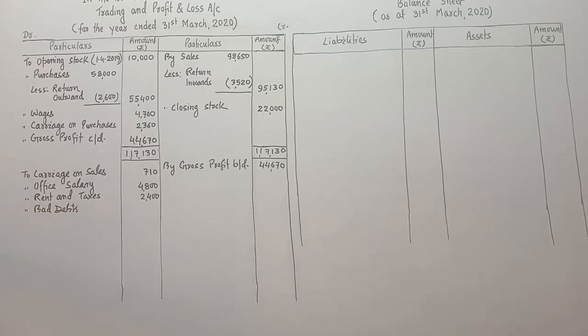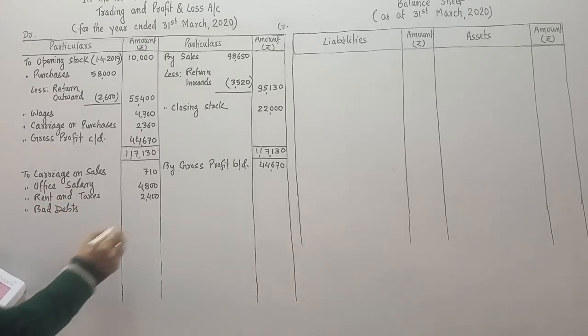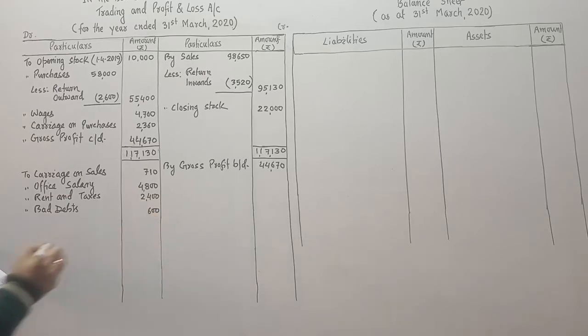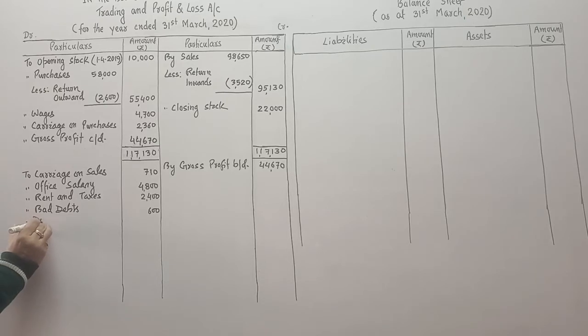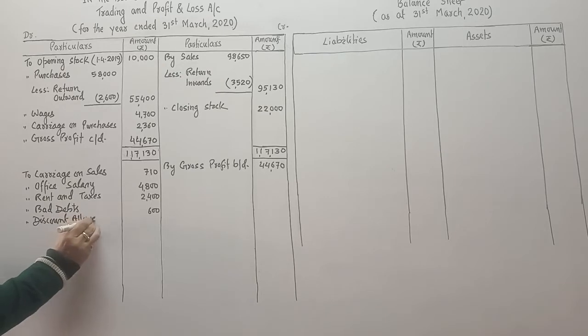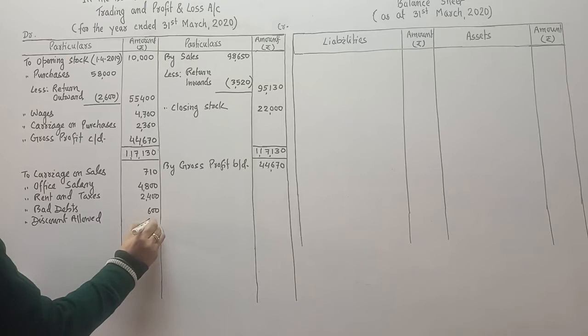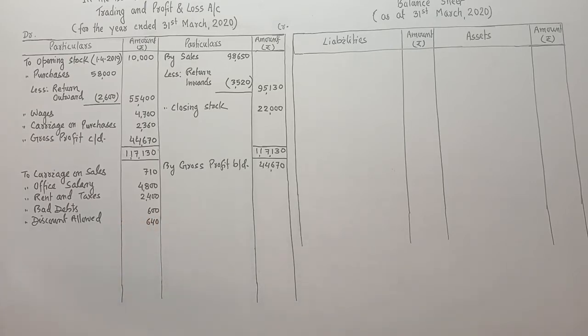Bad debts, okay, bad debts is how much? The bad debts amount is 600 rupees. Next is discount allowed. It is related to selling and distribution expenses. Discount allowed, 640 rupees is the discount allowed.